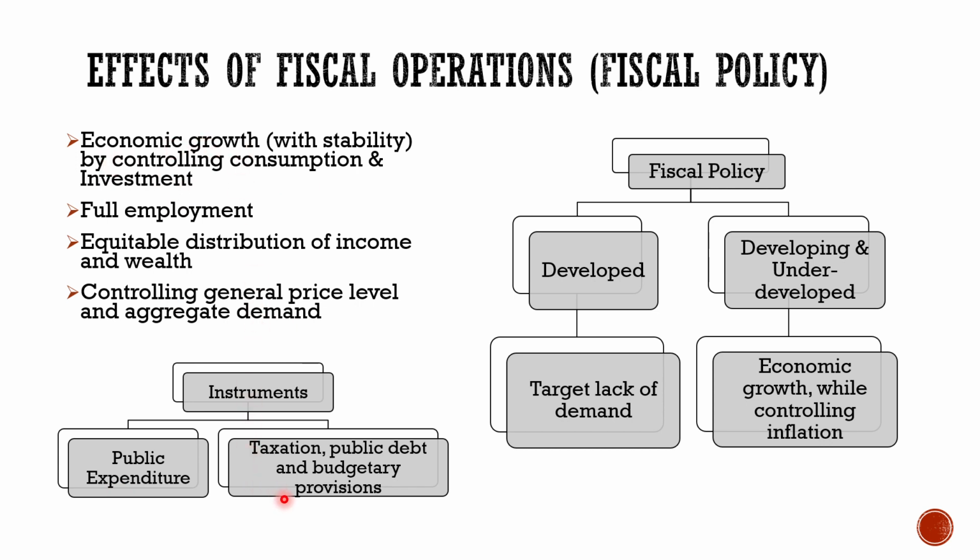On the other hand, we have instruments like taxation, public debt, and budgetary provisions. Using taxation, we can control aggregate demand and general price level. Using public debt, we can raise funds for this public expenditure, and with the budgetary provisions, we can make a balance between these two. So this is how fiscal operations are done, and this is their effect on these 4 points. First is economic growth, the second one is full employment, the third one is the distribution of income and wealth, and the fourth one is general price level and aggregate demand.